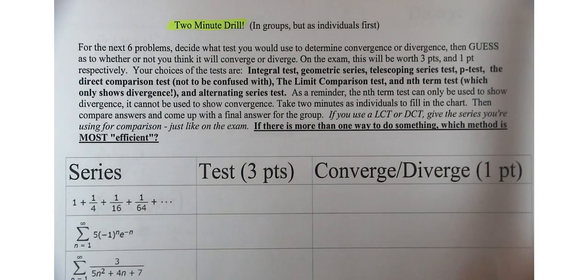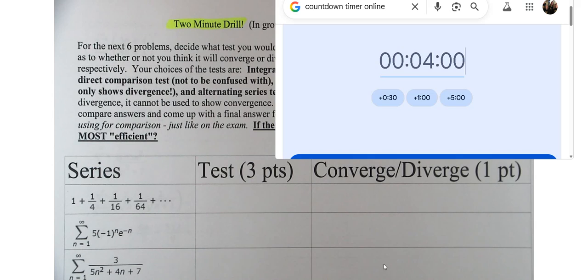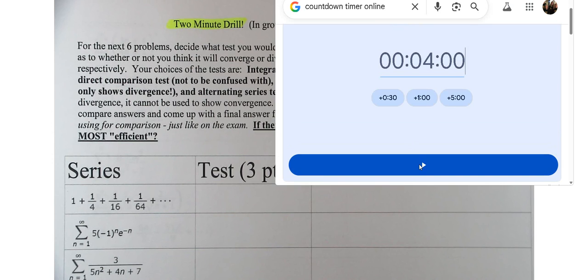Now, the goal is not necessarily to go through the formal proof. The goal is to actually decide what test you would use and, gut feeling, do you think it converges or diverges? So, all right, let's get out a timer here. And there we go. Let's lower that a little bit. There we go. Ready, aim, fire.